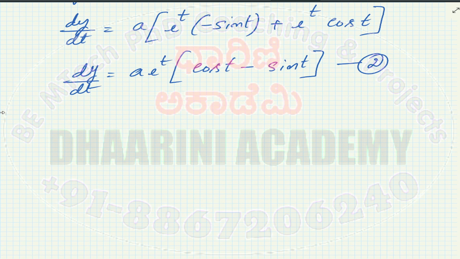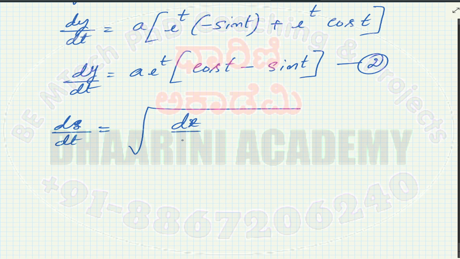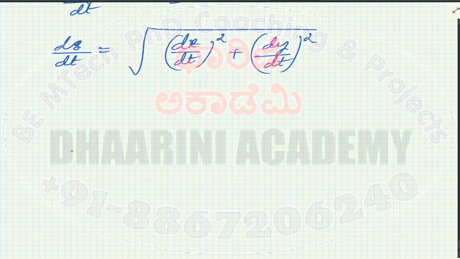This can be written as ds by dt is equal to square root of dx by dt the whole square plus dy by dt the whole square. Okay, so now I can see that dx by dt is equation number 1, dy by dt is equation number 2, which we already have got. I'll substitute in this way. I need to square it before I put this inside this bracket.